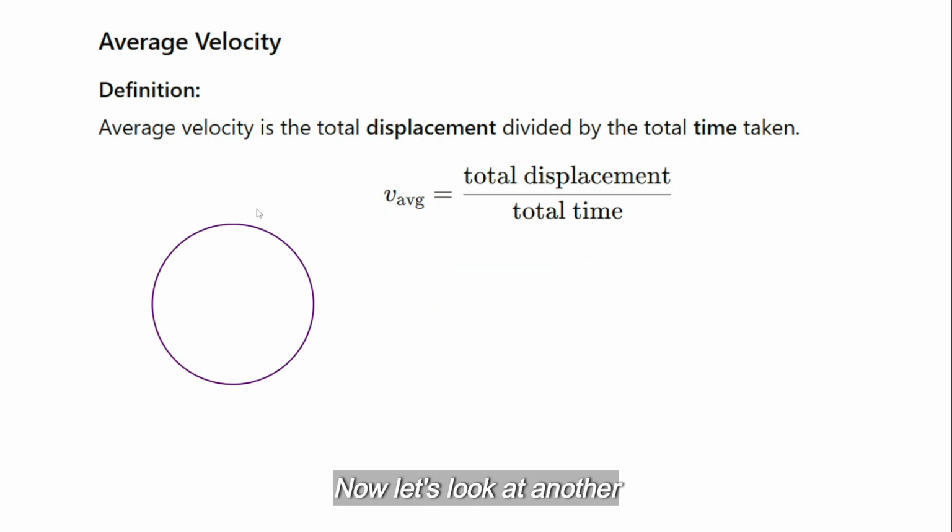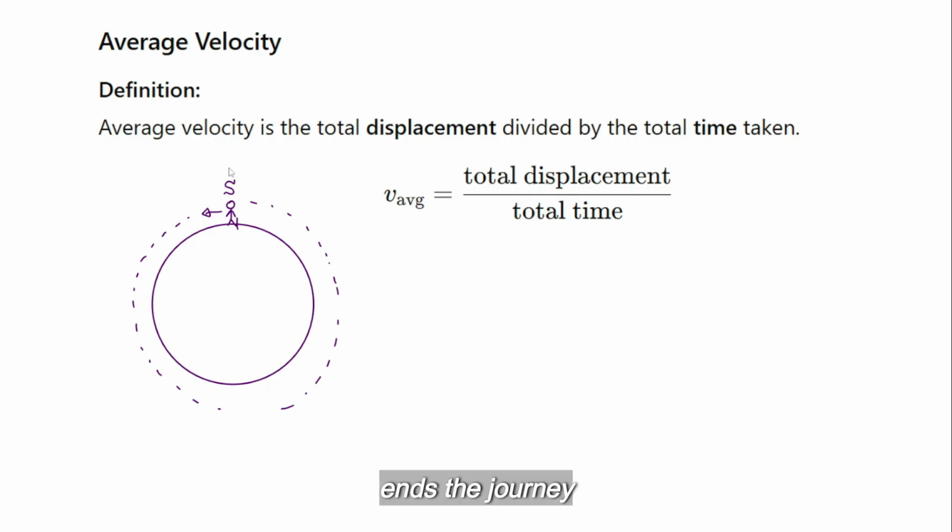Now, let's look at another important thing. Let's say a person starts to run in a circular path like this, and this is the starting point. The person runs and completes one whole round and ends the journey at the same point. Now, the average velocity for his motion is actually 0. Why? Because the displacement is 0, divided by some time. The answer is still 0.